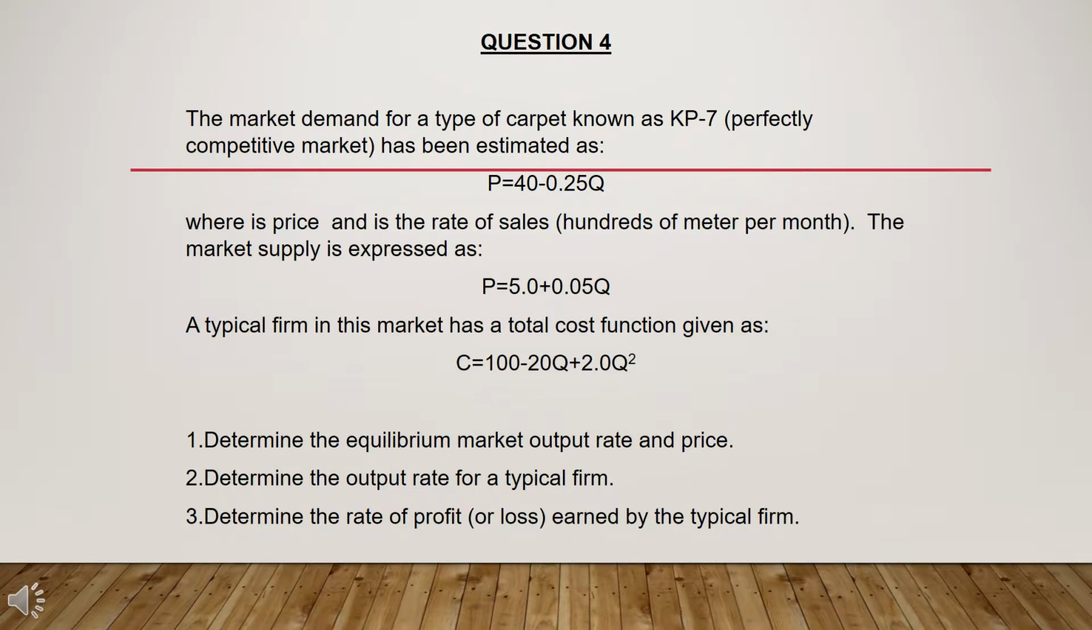Question 4. The market demand for a type of carpet known as KP7, in a perfectly competitive market, has been estimated as P equals 40 minus 0.25Q, where price and the rate of sale are in 100 meters per month. The market supply is expressed as P equals 5.0 plus 0.05Q. A typical firm in this market has a total cost function given as C equals 100 minus 20Q plus 2.0Q squared. First, determine the equilibrium market output rate and price. Number 2, determine the output rate for a typical firm. Number 3, determine the rate of profit or loss earned by the typical firm.